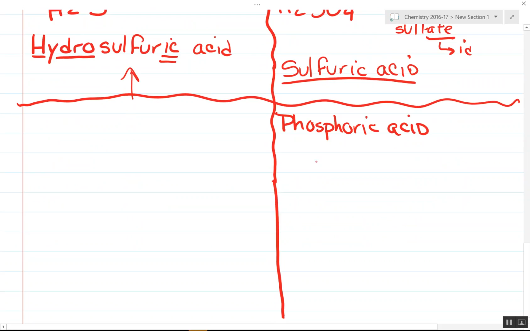Okay, we said all acids start with hydrogen, and phosphoric started out as phosphate. Ates and ics are interchangeable. If you have a polyatomic that ends in ate, it becomes ic when you put it into an acid. So we have PO4 minus 3. How many hydrogens do we need total? We need 3 total to make a zero sum. So this becomes H3PO4.